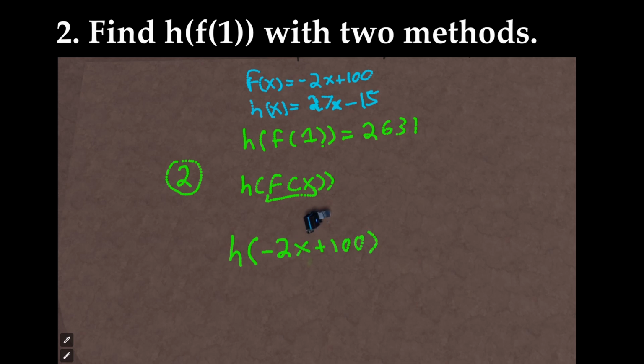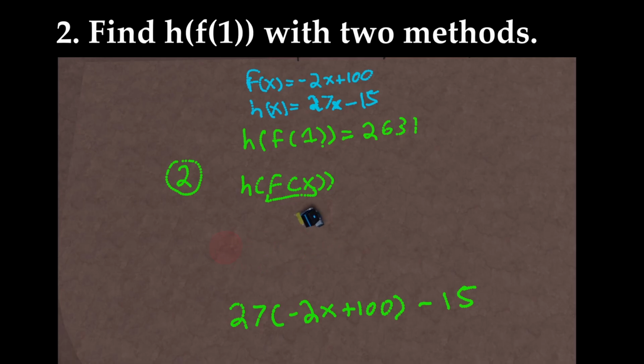And then we just need to solve for this now. What is h of minus 2x plus 100? Well, let me just write down h of x. That's 27x minus 15. And all this is saying is, wherever you see the letter x, plug in everything in the parentheses into that x. So I'm going to plug in this minus 2x plus 100 into that x right there. So let me do that. Now we're going to have 27 times minus 2x plus 100, and then minus 15. And then now we just need to evaluate this function. So 27 times minus 2x is just negative 54x. And then 27 times 100 is just 2700.